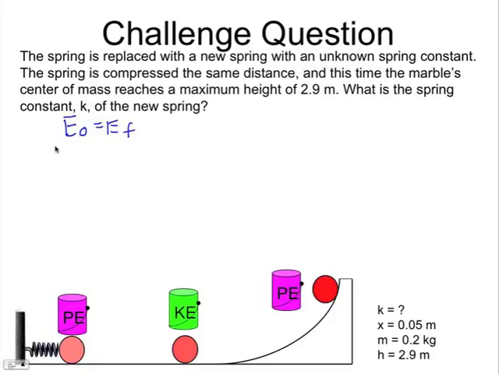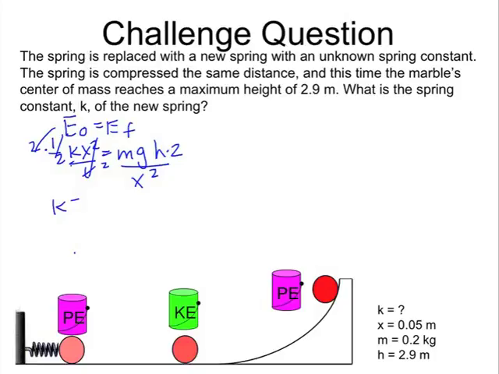We know initially that the marble has spring potential energy, 1/2 kx squared, and we know finally that the marble has gravitational potential energy, so mgh. We are looking for k. So let's get k by itself. We want to multiply 2 on both sides. This one cancels. And we want to divide by x squared on both sides. We're left with k is equal to 2mgh over x squared.